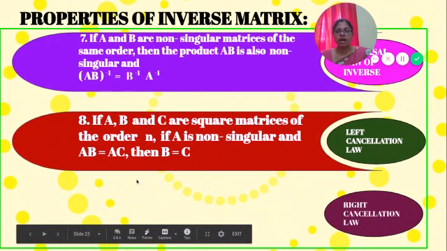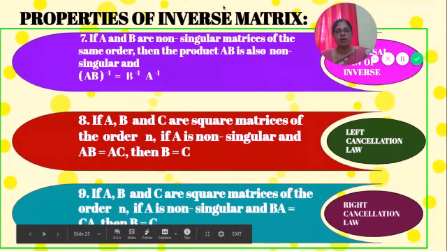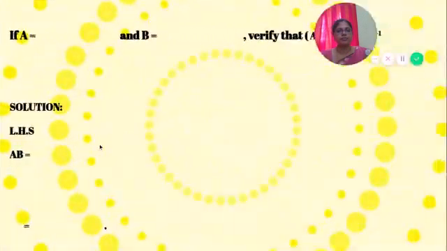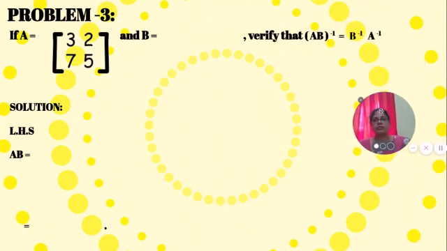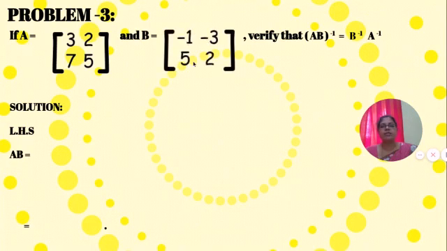Now we'll see the right cancellation law, which states that if A, B, C are square matrices of order n, and A is a non-singular matrix and BA is equal to CA, then B is equal to C. Now we'll see a problem based on the properties which we have seen now. A is equal to 3, 2, 7, 5. B is equal to minus 1, minus 3, 5, 2.